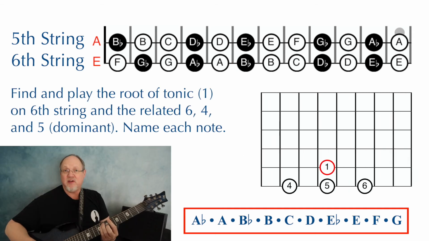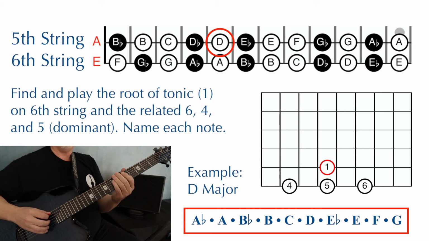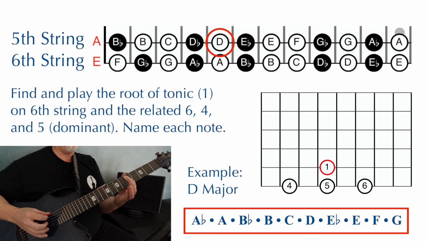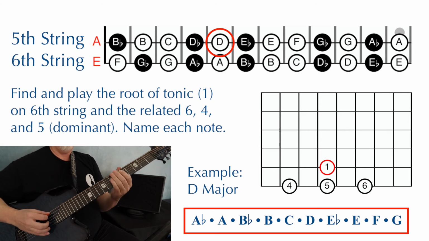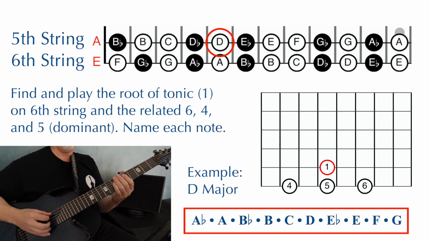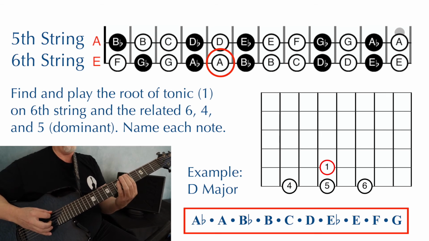And then do the same thing with the 5th string. This time I'm going to choose the key of D major. Find the tonic, or 1, on the 5th string. So we'll find that D, string 5, fret 5, and then find and play the related 6, 4, and 5 notes. So that would be 1, 6, 4, 5, and 1.